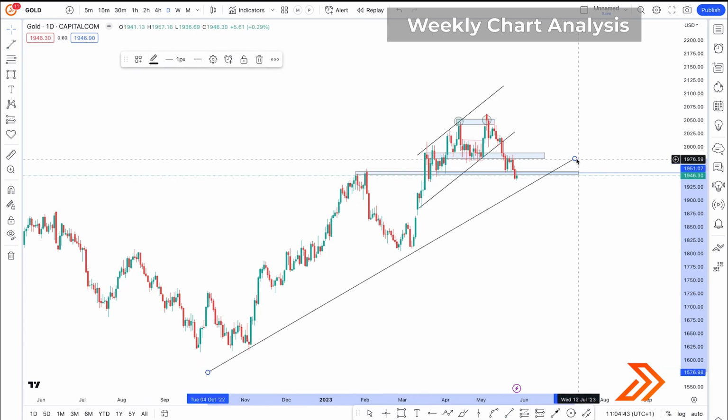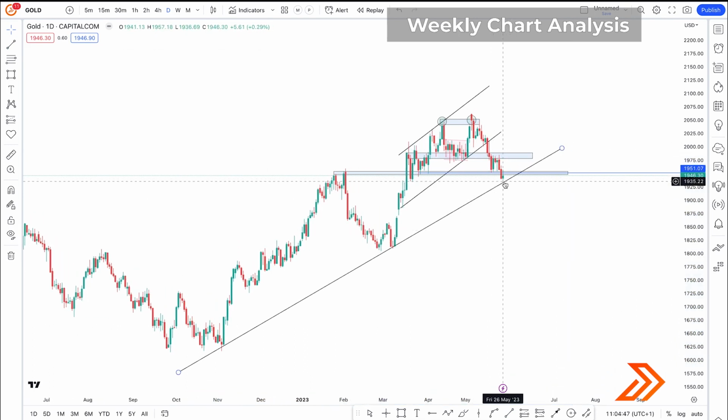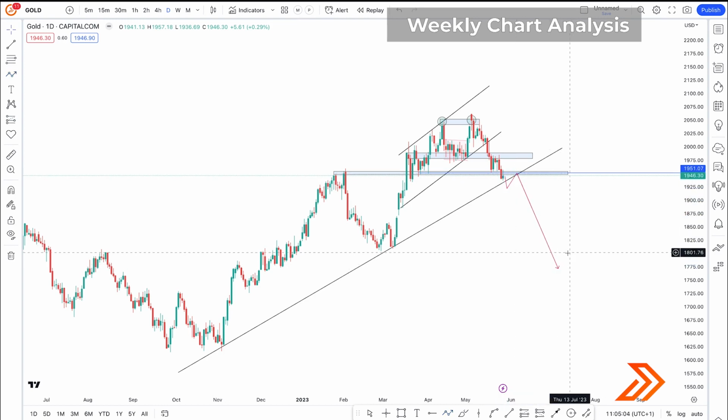But let's see if we have price breaking out this zone, if we have price doing something like this come next week, breaks out of this support zone, and then goes back up to retest, then we could start seeing some bearish dip on gold.